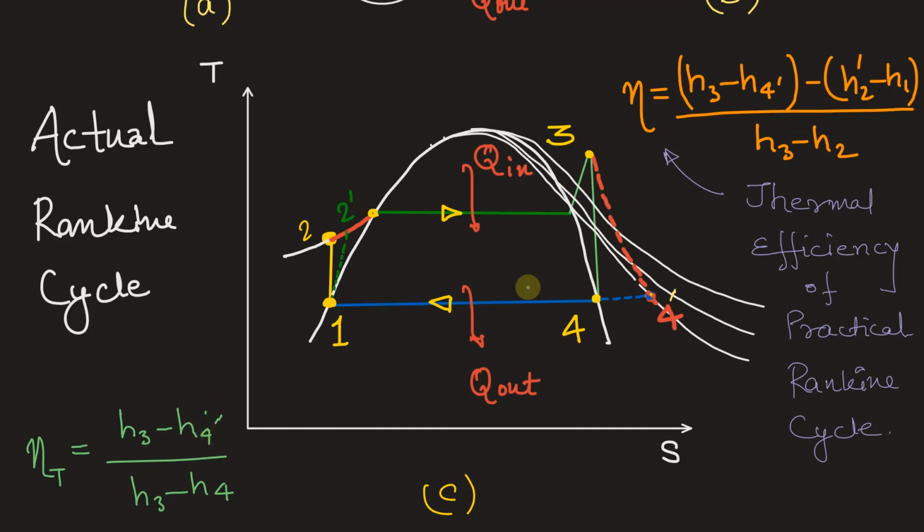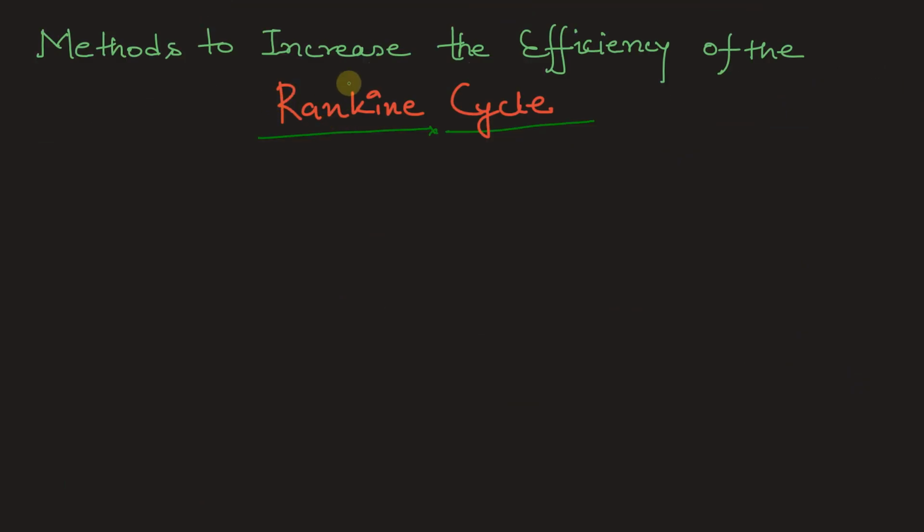After understanding the ideal and the actual Rankine cycle, now let's see the methods to increase the efficiency of the Rankine cycle. The basic idea to increase the efficiency is to increase the average temperature at which the heat is transferred to the working fluid in the boiler, or decrease the average temperature at which heat is rejected from the working fluid in the condenser.